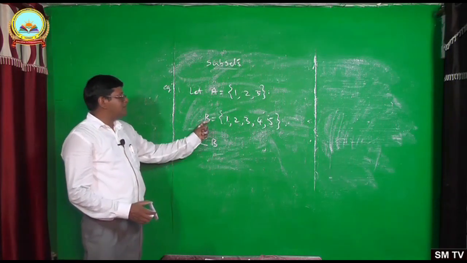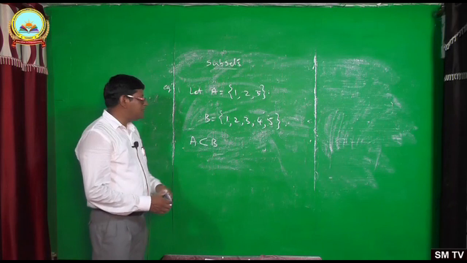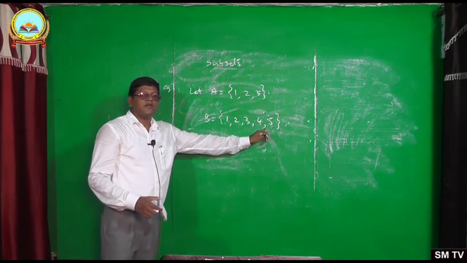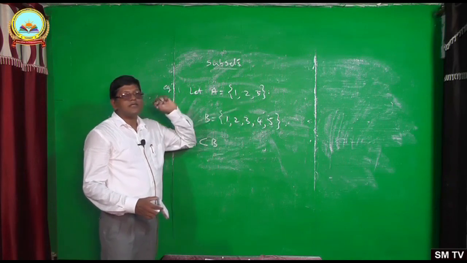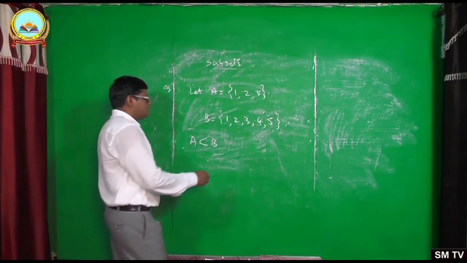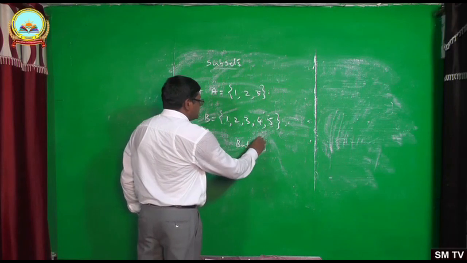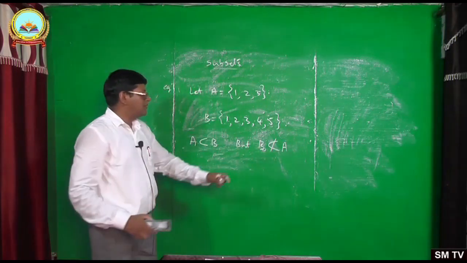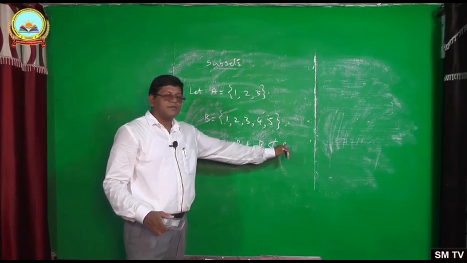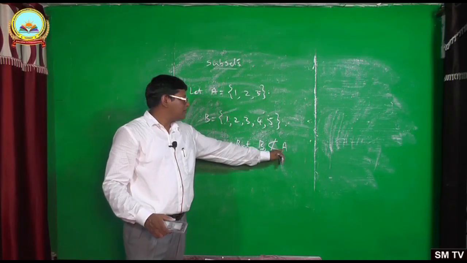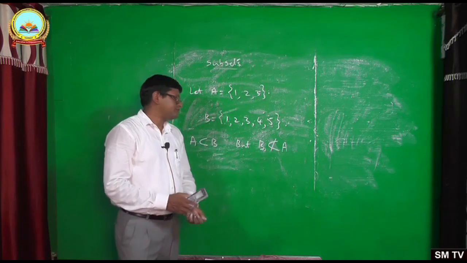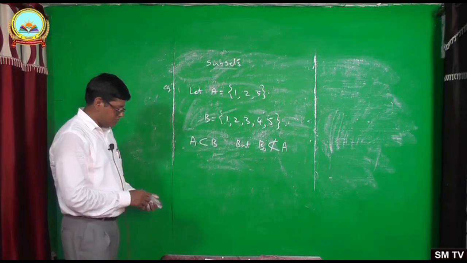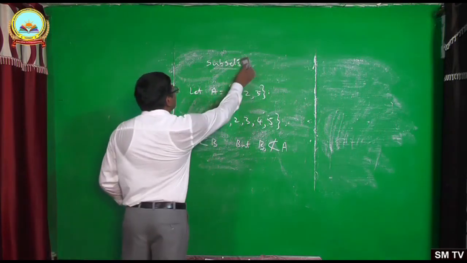Is B a subset of A? No, B is not a subset of A because B has two elements, 4 and 5, which are not present in the set A. So in that case we write like this: B is not a subset of A. You just make a note of this.